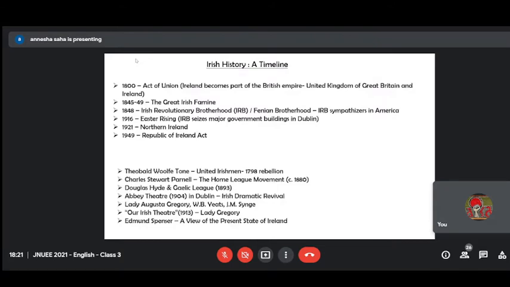And then again, we talk about this year 1893, and another very important figure within contemporary Irish history would be someone called Douglas Hyde. Now, Douglas Hyde is basically one of the founding forefathers of the Gaelic League in Ireland, and we are going to get into the details of what the Gaelic League was all about.